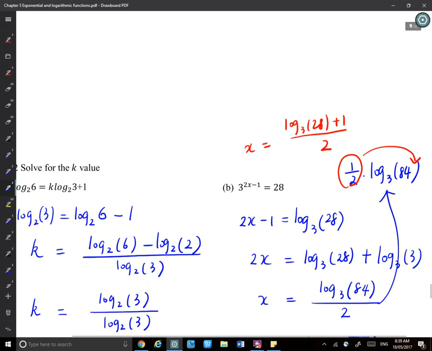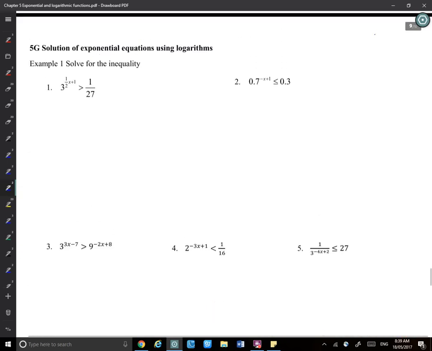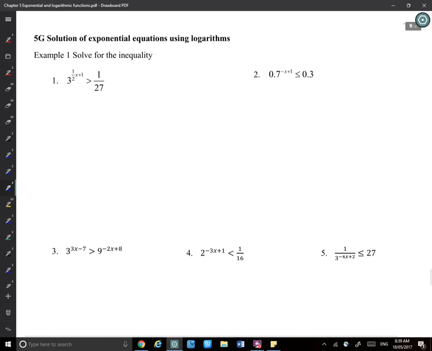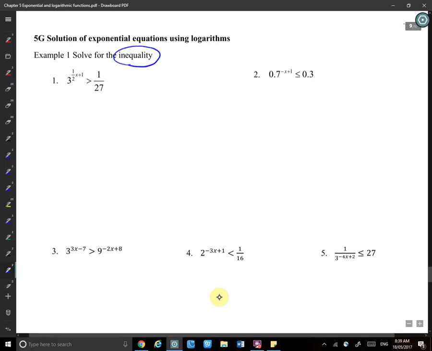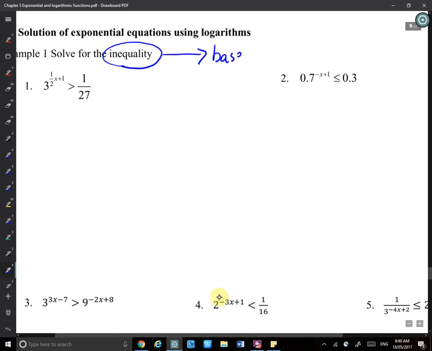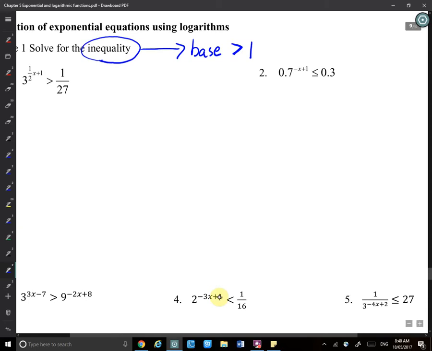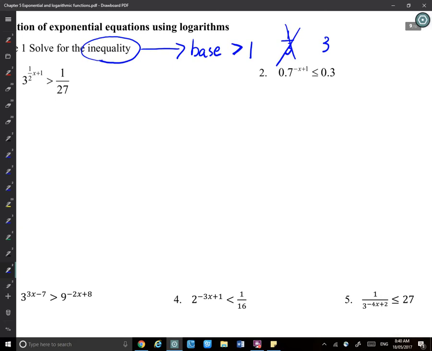And if I go up to example 1, let's have a think about how to solve all of these inequalities. Just remember, to solve an inequality, make sure all the bases are greater than 1. What does base greater than 1 mean? Say for some number, you can put the base as a third, or you can put your base as 3. You keep your base as 3. Don't put your base into a third. Okay, that will make a difference.